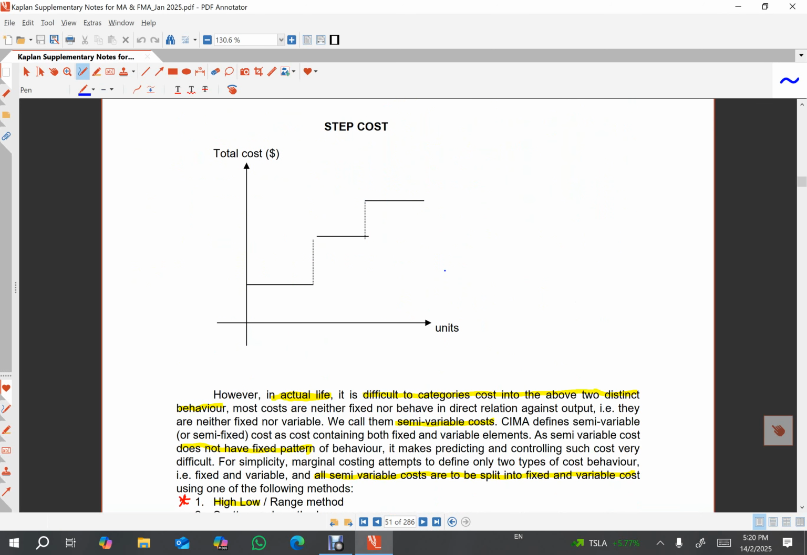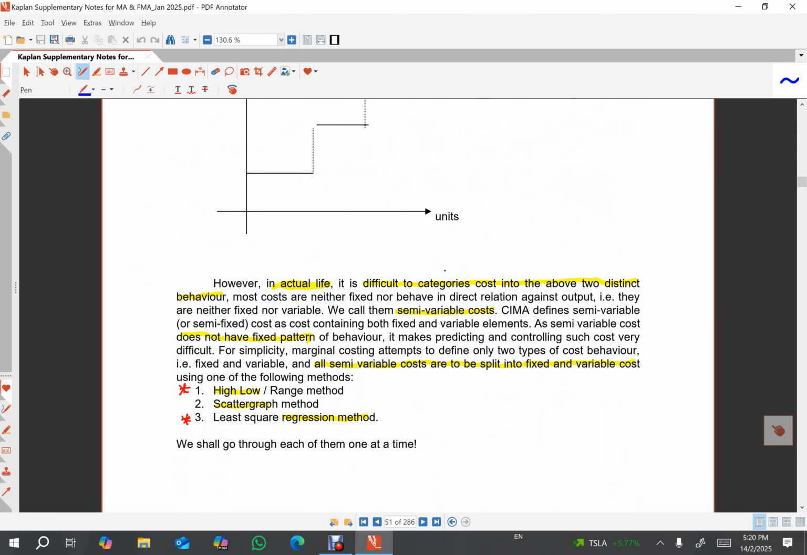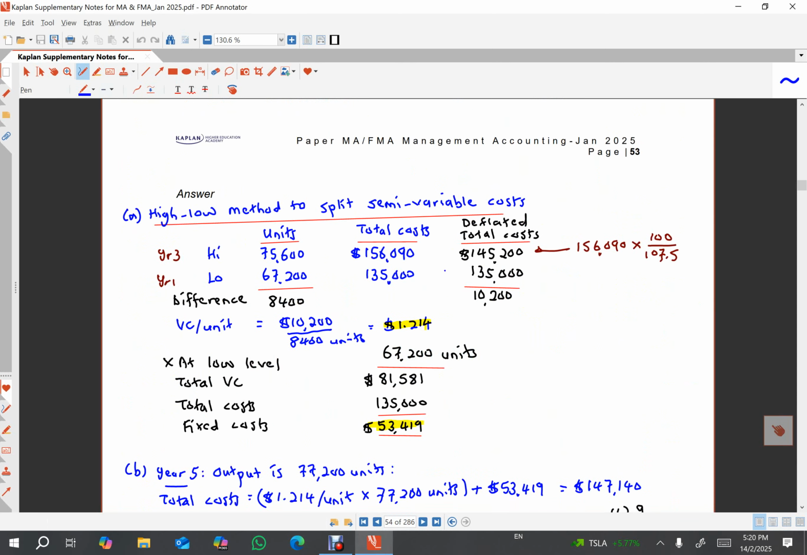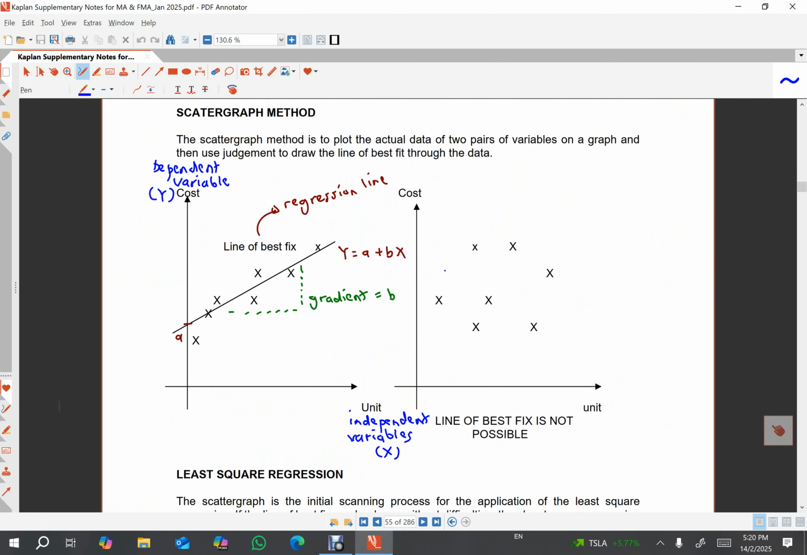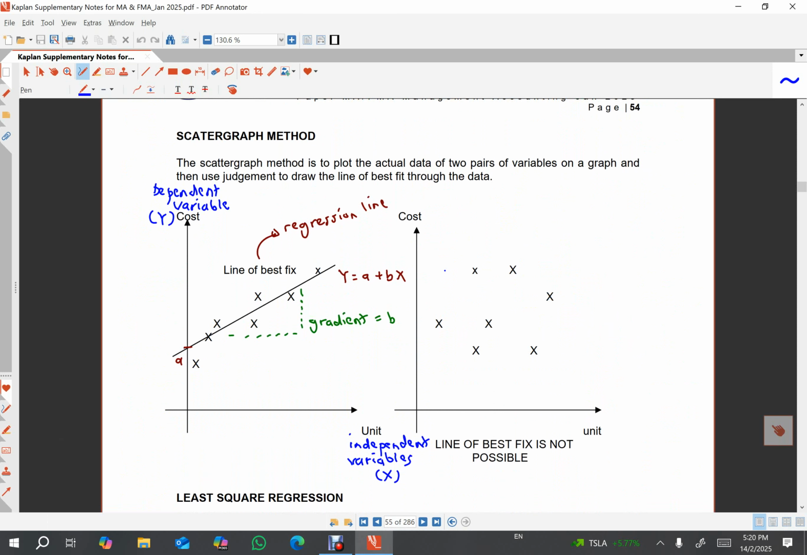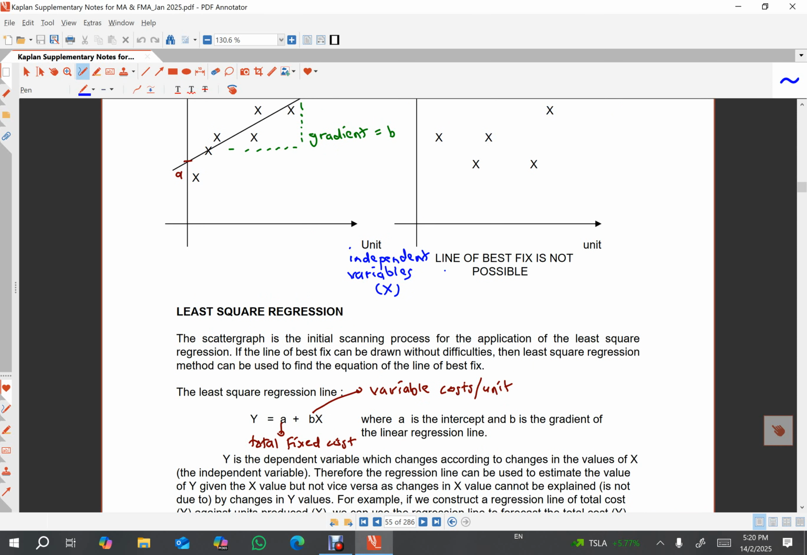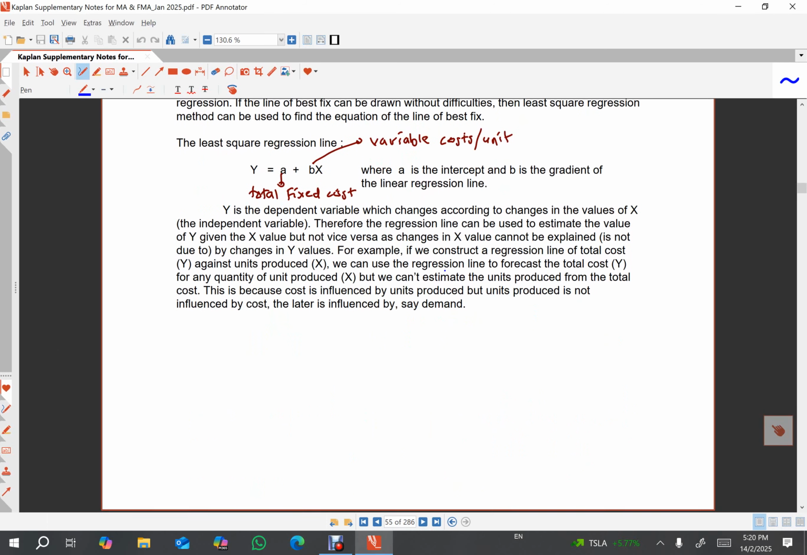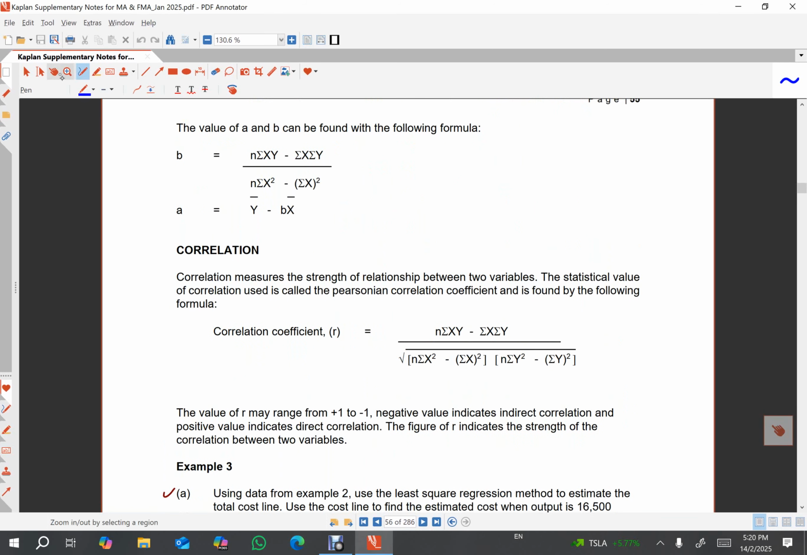We split them into fixed costs and variable costs by using the high-low method, which we have done, or by using regression, which we have done. When we use regression, we work out a regression line, y equals a plus bx, where a is the total fixed cost and b is the variable cost per unit. And we have learned how to work out this a and b by using this formula here.